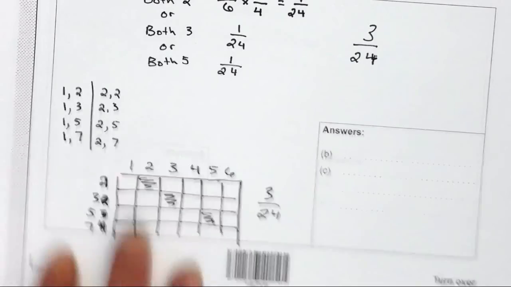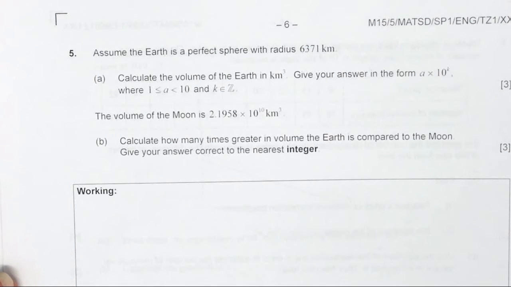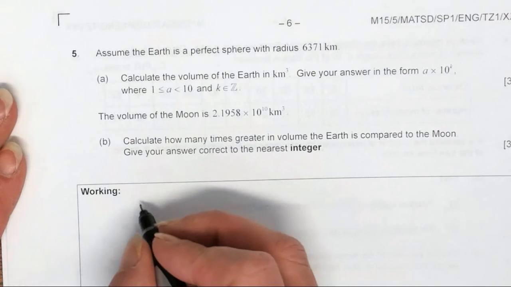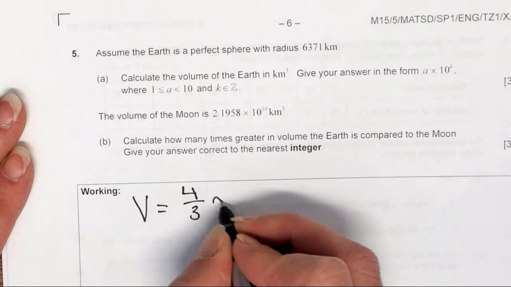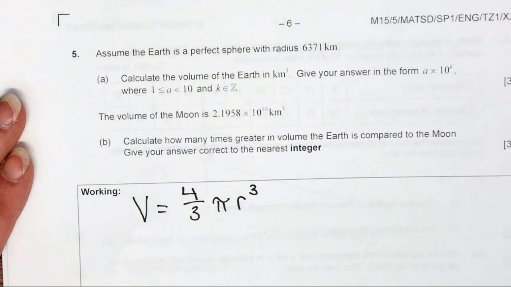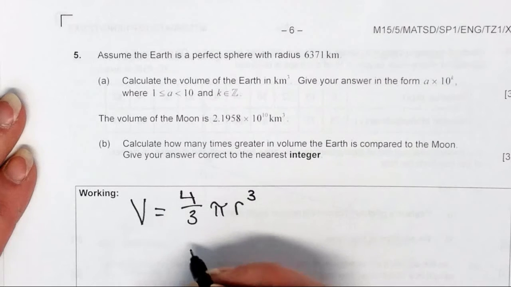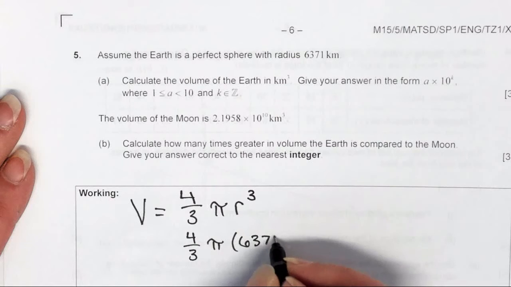5. We're going back to number 5. I think that's a volume one. Yep. Okay. Perfect sphere with radius 6371. Calculate the volume. First thing I would do is find the volume formula in my book. And I think some people copied it down wrong. So it should be 4/3 pi 6371 cubed.